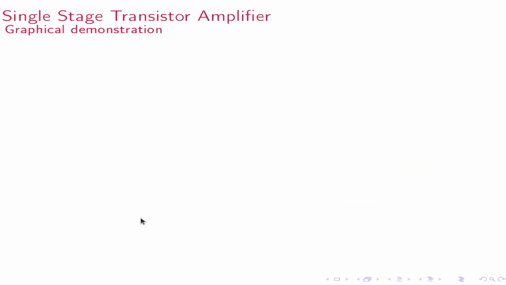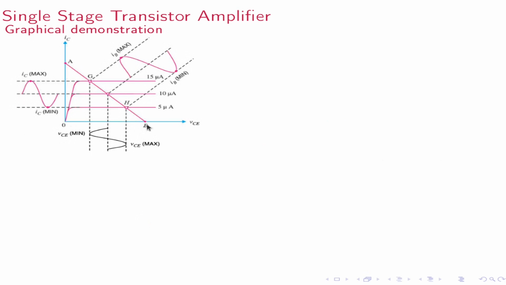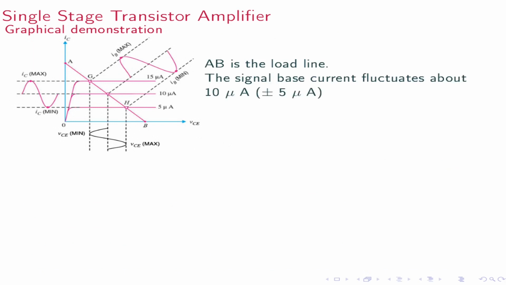You can prove it graphically. So this is the VC-IC graph. Here AB is the load line. Base current varies about 10 microampere, that is, a maximum of plus 5 and a minimum of minus 5, so IB maximum is 15 microampere and minimum is 5 microampere.